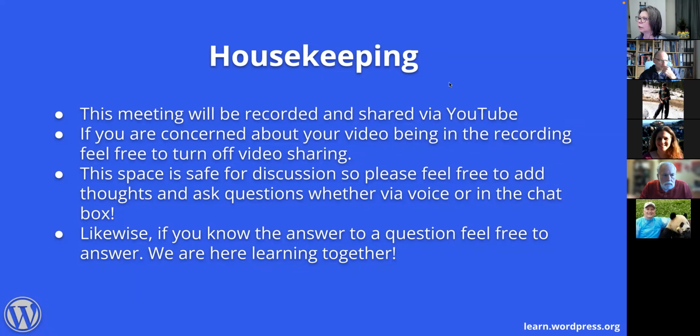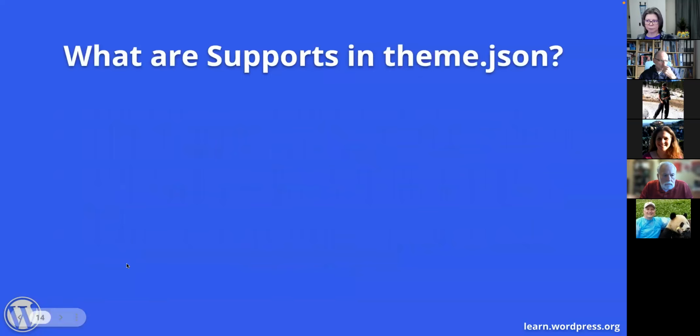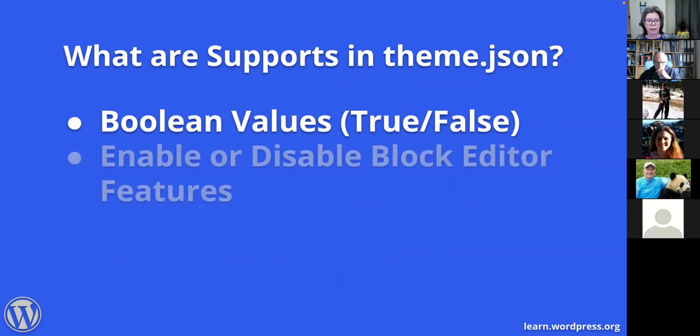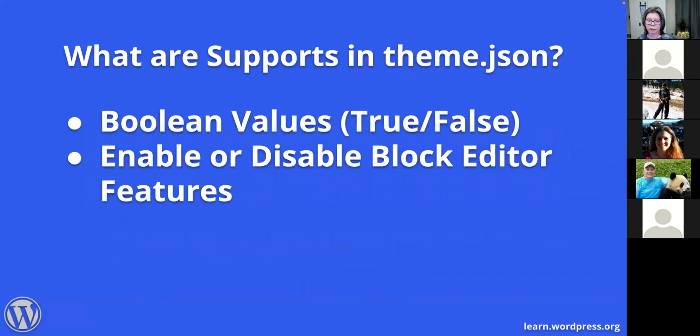So what are supports in theme.json? First of all, they are Boolean values. They are true, false. They're going to either be turned on or turned off. They are there in order to enable or disable certain block editor features, based on what you would like to have your site owners or your content creators have available to them.